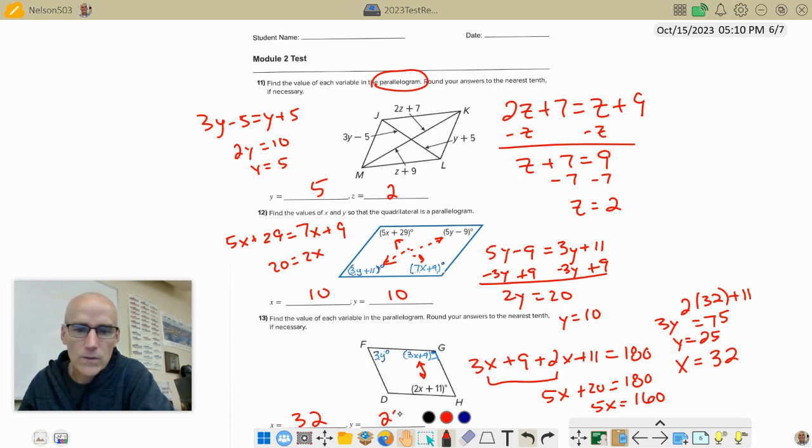Okay, so y is 25 because the opposite angles are equal to each other. So these two consecutive angles equal 180 degrees. Opposite angles are equal to each other.